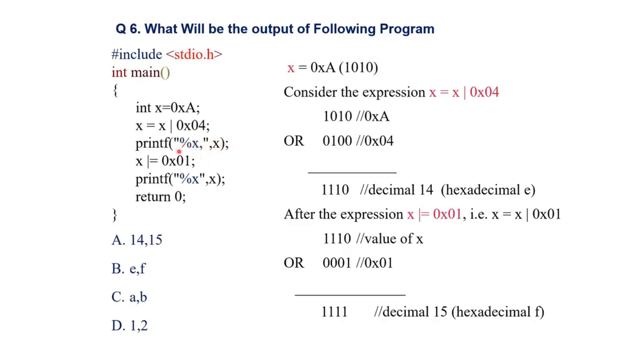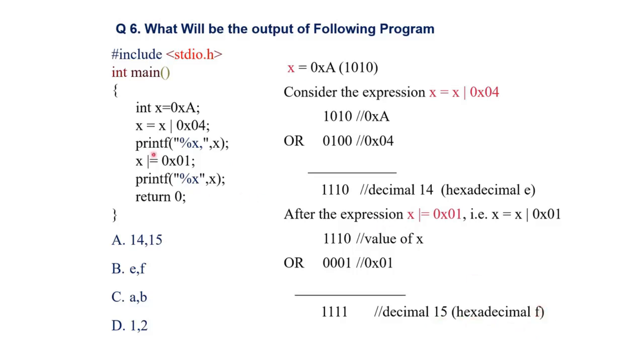Similarly, consider the next expression that I have explained in the last program also. Here the result of this expression is 1111. I think there is no need to explain this, as I have explained it in the last program also. So by this statement, x will contain the value 1111, which is equivalent to decimal value 15 and the hexadecimal value F.